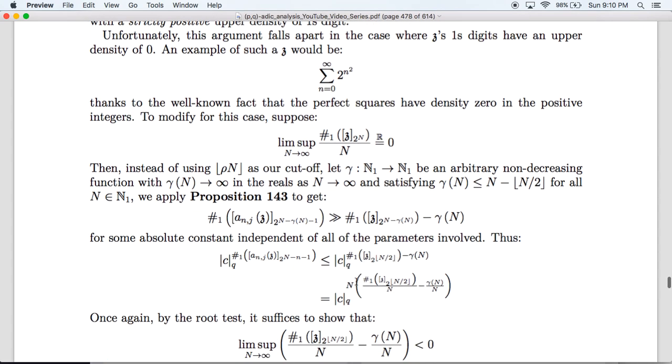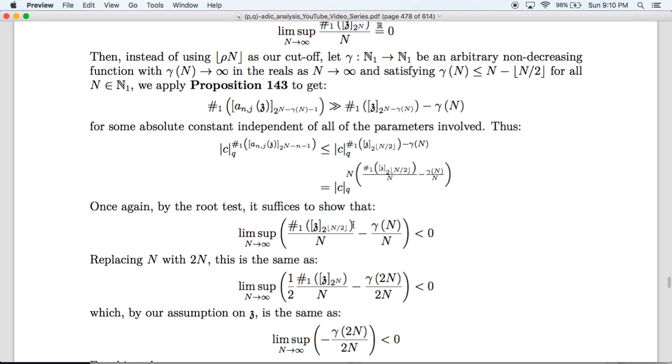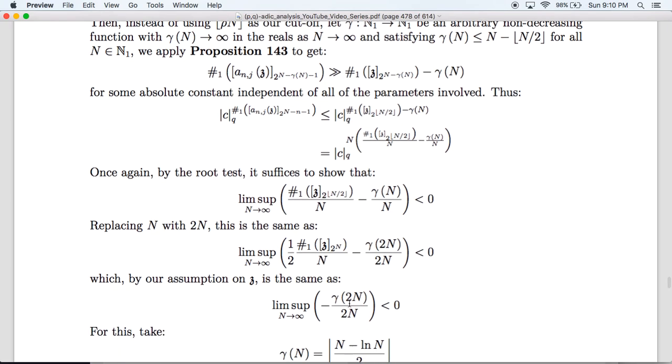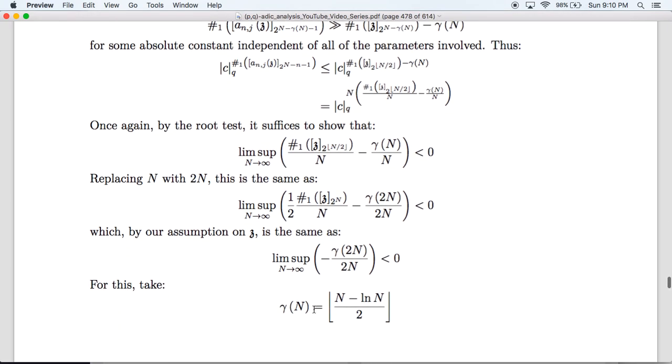Once again, we use our trick of multiplying and dividing by n. And once again, by the root test, to get the desired convergence, it suffices to show that the exponent here is less than 0. Replacing big N with 2 times big N, we get this. And by our assumption on the limsup of the density of z's 1's, this is the same thing as this.